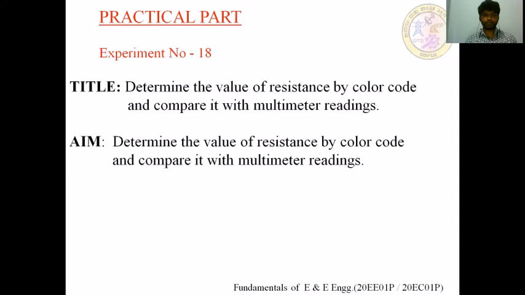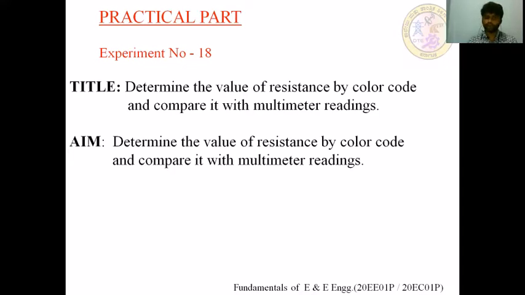The practical part includes the title and the aim of the experiment. In this case, the title and the aim of the experiment are the same. The title and aim is: determine the value of resistance by color code and compare it with multimeter readings. It means that first we have to find out the value of the resistor by the color code method.